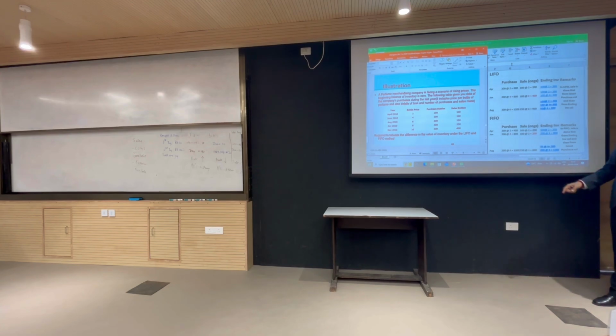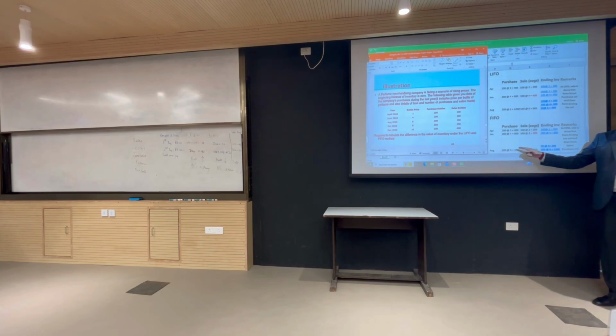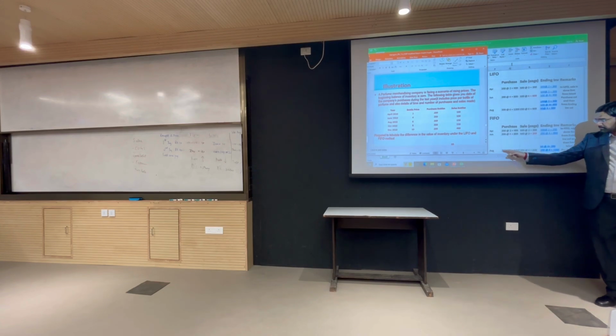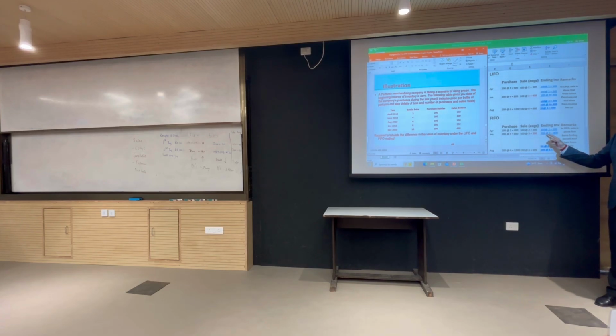And finally, August, how much did we buy? 200 at 6, 1200. How many did we sell? 150. So is this 150 sold from the latest purchase of August or from the previous stock of June? June?